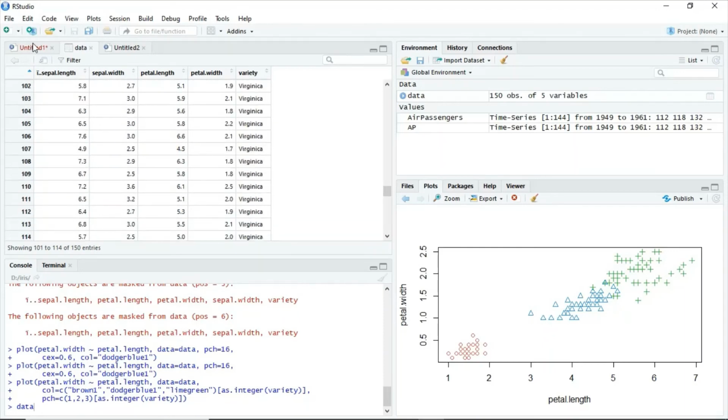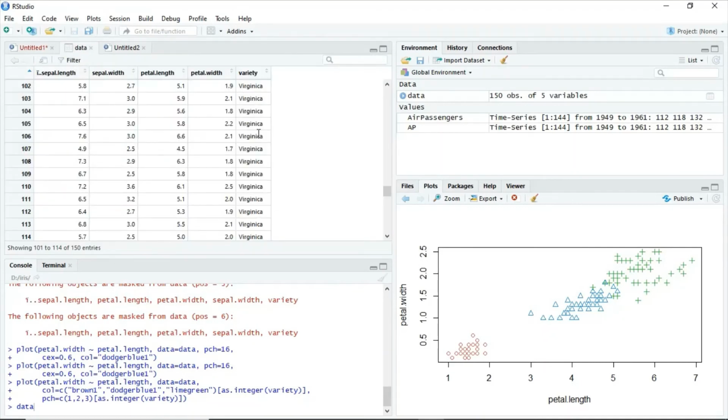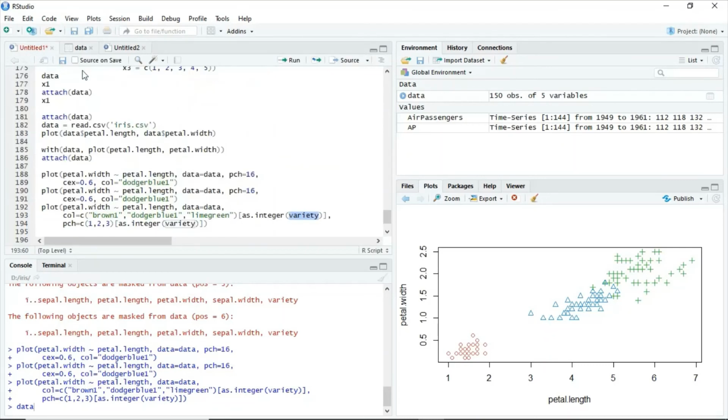But why have I written that as.integer? Because this variety column is of categorical type. So in order to plot these values of different varieties, I have to convert them into integers. To convert from the categorical value into an integer value, we have to write as.integer.